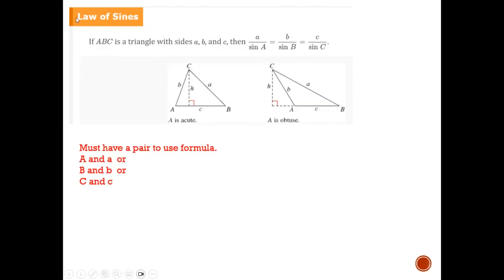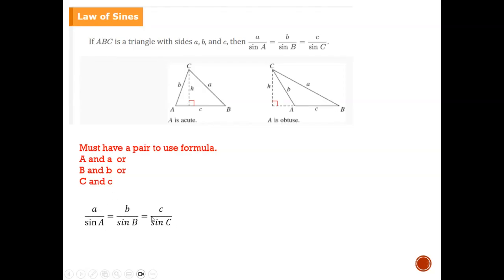Okay, so in order to use this formula, the law of sines, you notice we need a relationship here. So we have to have a pair, capital A and little a, or capital B and little b, or capital C and little c, which means we need to have an angle measure and the measure of the side length across from it in order for this formula to work, okay? So keep that in mind.